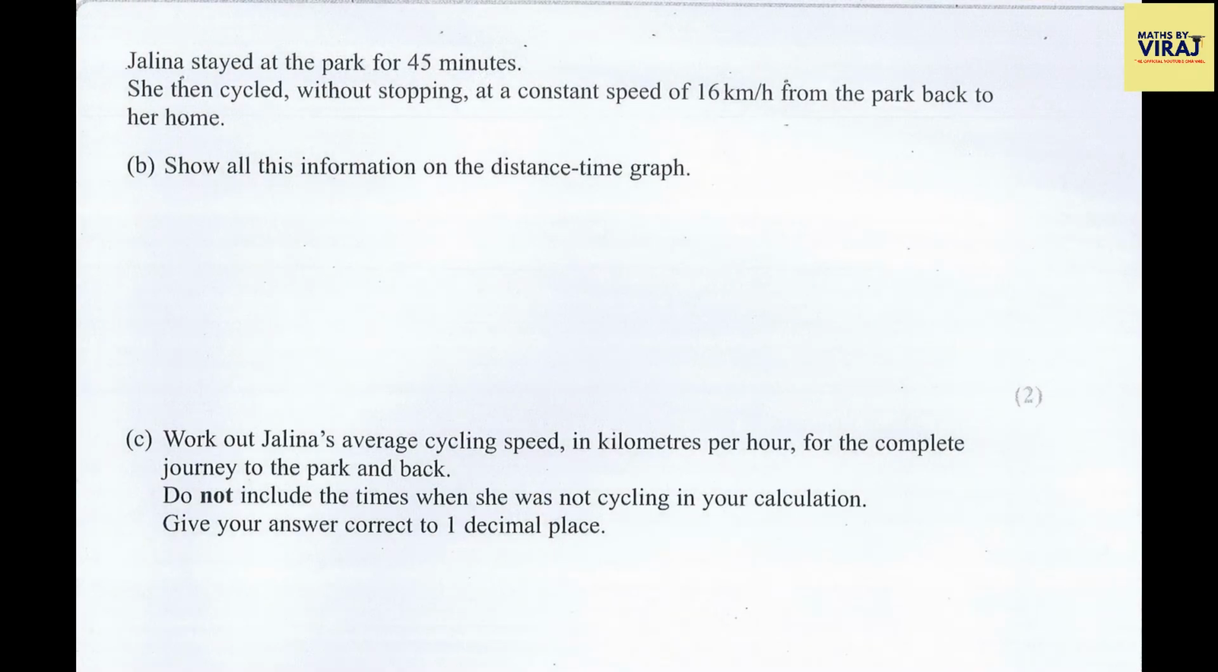Question number 2, part C. Work out Jelina's average cycling speed in kilometers per hour for the complete journey to the park and back. Do not include the time when she was not cycling in your calculation. Give your answer correct to 1 decimal place.